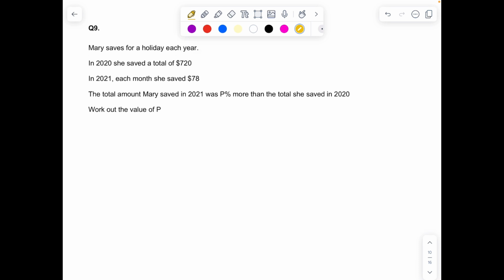Okay, Mary saves for a holiday each year. In 2020, she saved a total amount. So each month in 2021, she saved $78. So first of all, we need to find out how much she saved in total in 2021. So total is 78 times the 12 months. You can just get your calculator and do that. So $936.